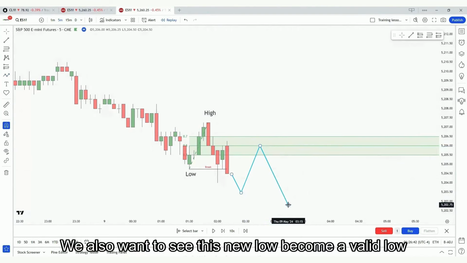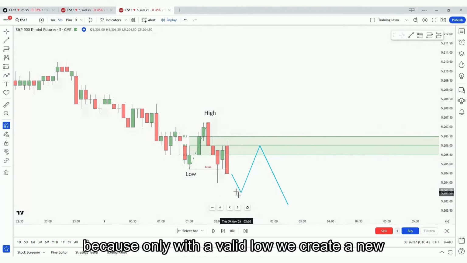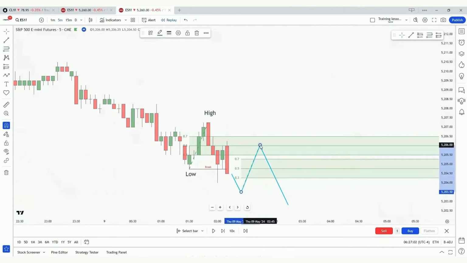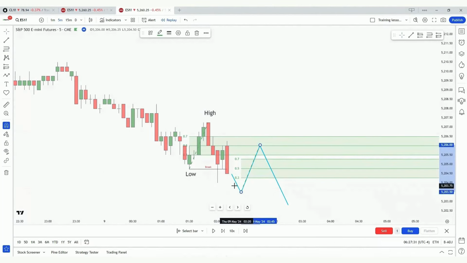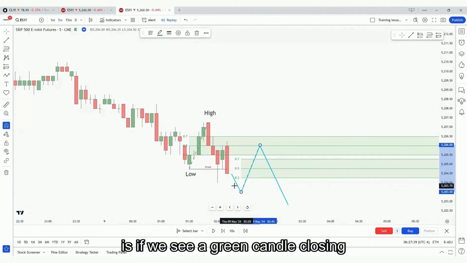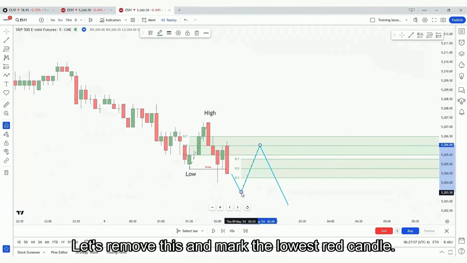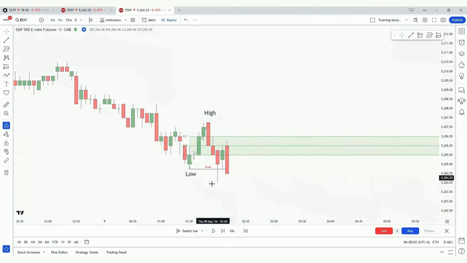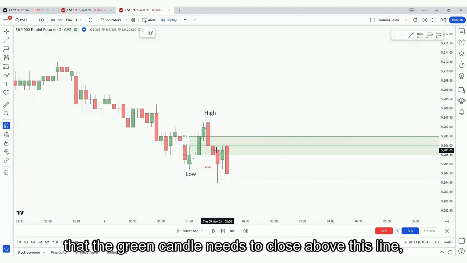We also want to see this new low become a valid low, because only with a valid low we create a new magnetic retracement area. The only way for this new low to become a valid low is if we see a green candle closing above the lowest red candle. Let's remove this and mark the lowest red candle. So right now, this is the lowest red candle. If we want to see a green candle closing above, it means that the green candle needs to close above this line.